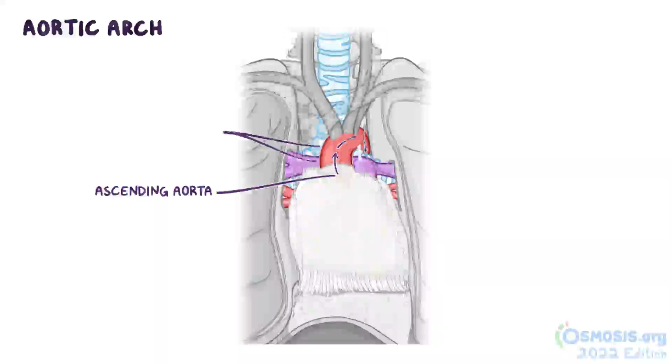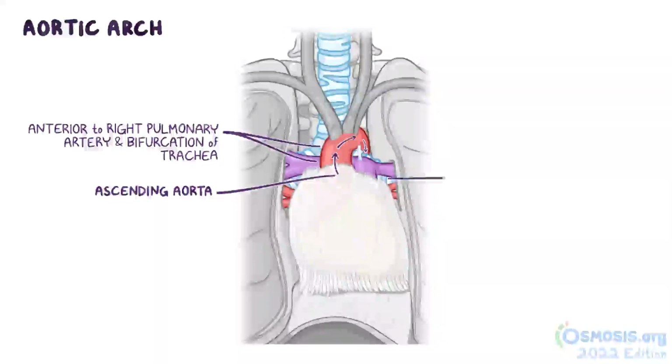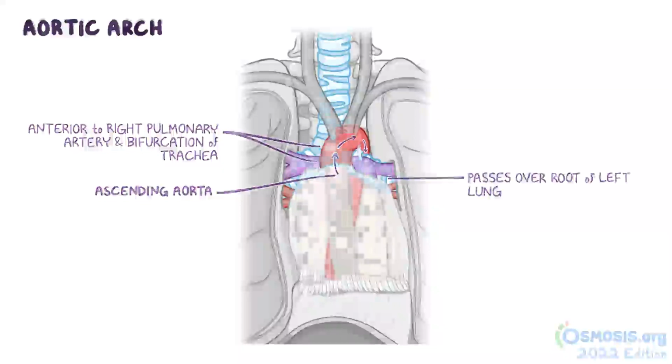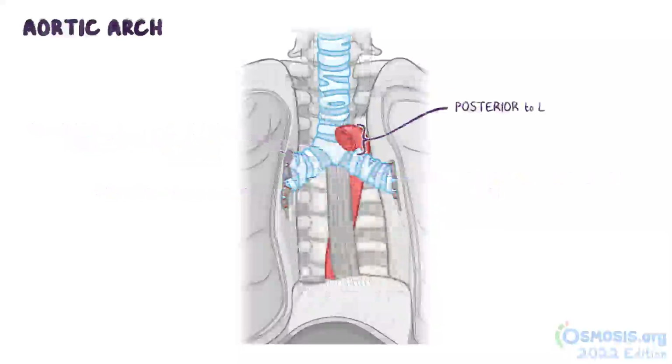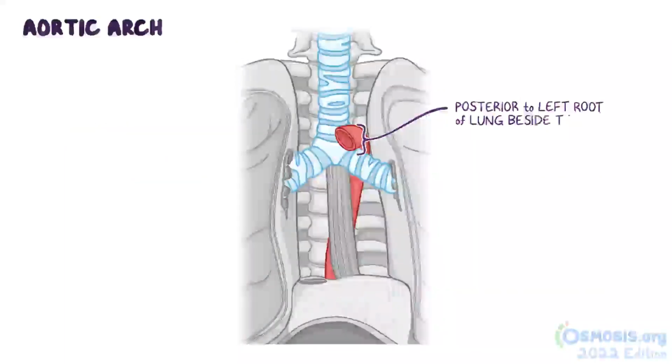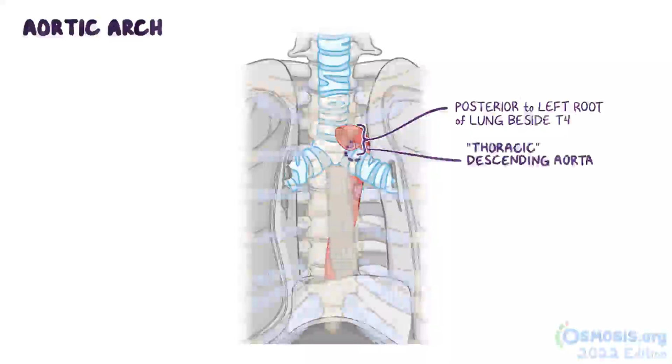The arch goes up anterior to the right pulmonary artery and the bifurcation of the trachea. It reaches its apex as it passes over the root of the left lung, at the left side of the trachea and esophagus. The arch descends posterior to the left root of the lung beside T4 and ends by becoming the thoracic or descending aorta posterior to the second left sternocostal joint.